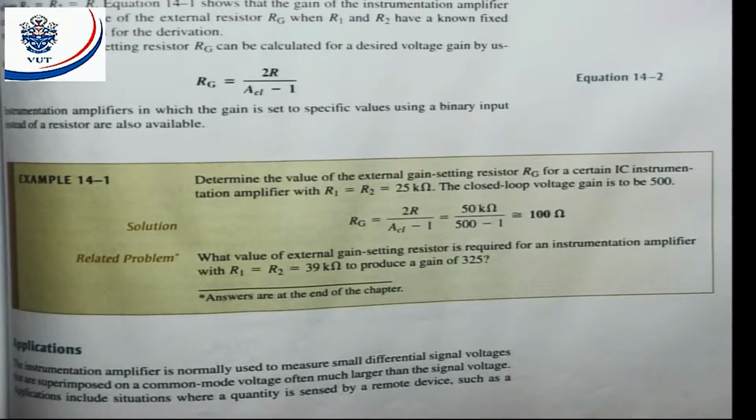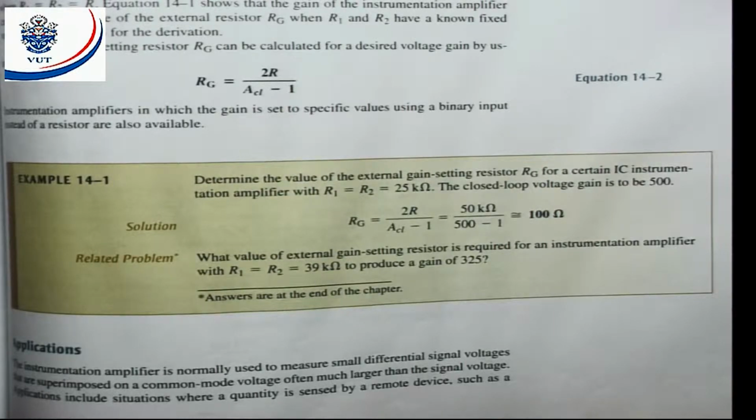They say the gain setting resistor RG can be calculated for a desired voltage gain by using equation 14.1. RG is equal to 2R divided by the closed loop gain minus 1. Instrumentation amplifiers in which the gain is set to specific values using a binary input instead of a resistor are also available. We will look at specific instrumentation amplifiers, and they will give us standard values.